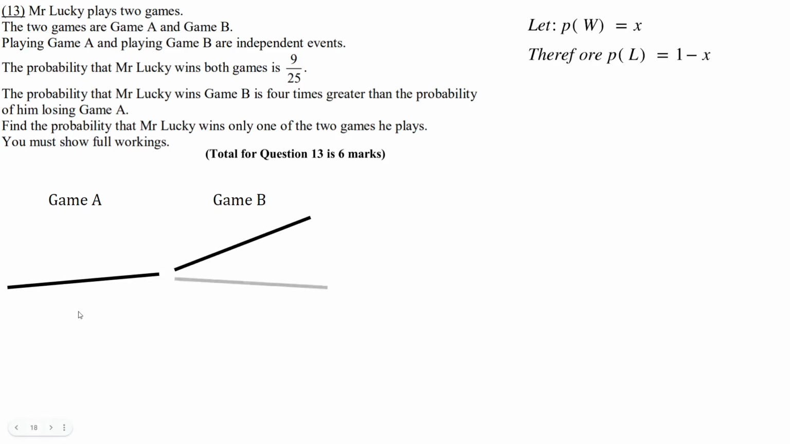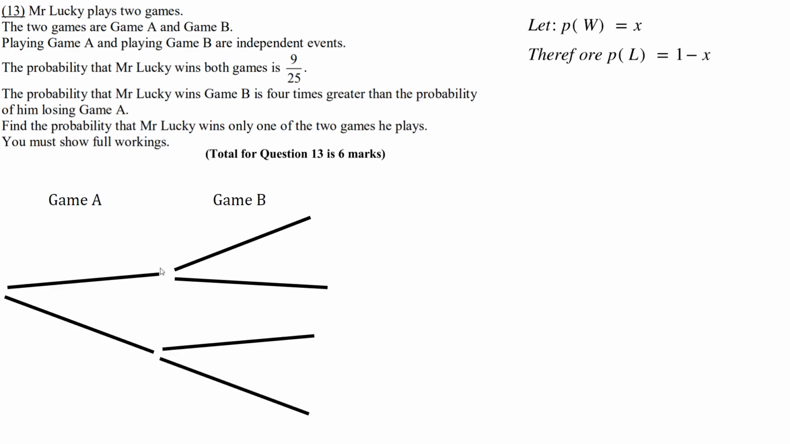So we'll just draw this tree. If he wins here, we'll call that x. If he loses, we'll call it 1 minus x. Wins again. Well, the probability of him winning the second game, so game B, is 4 times greater than the probability of him losing game A. So him losing game A is 1 minus x. So winning game B is 4 times this. So it's 4 minus 4x.